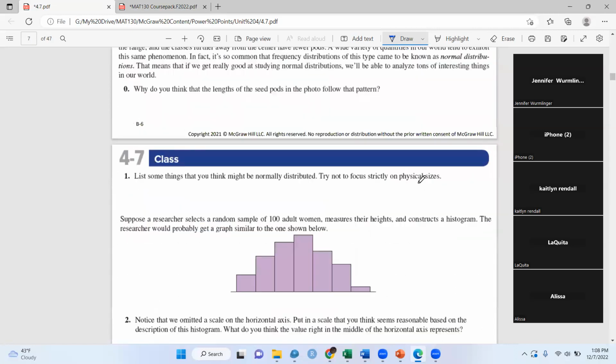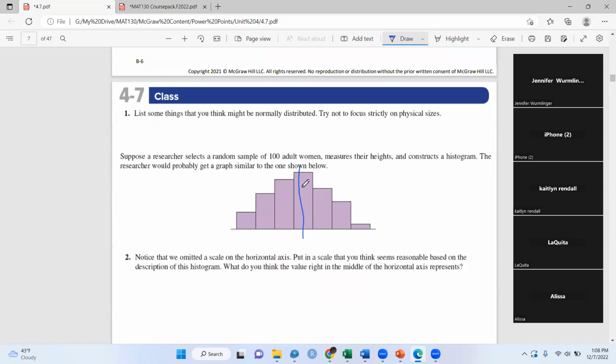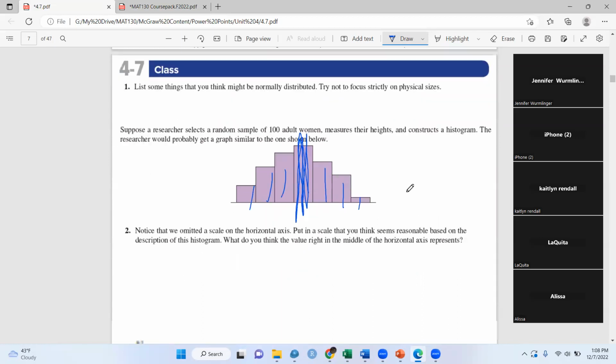distribution. It turns out heights of people are normally distributed. So this is a rough histogram of the heights of 100 adult women. Most of the women fall in here. It's the most frequent column. That's what we would call the average height of an adult woman. And then these would be taller women, and these would be shorter women.